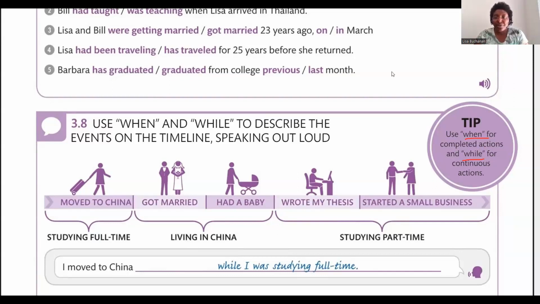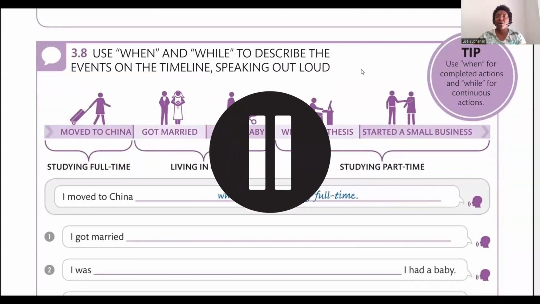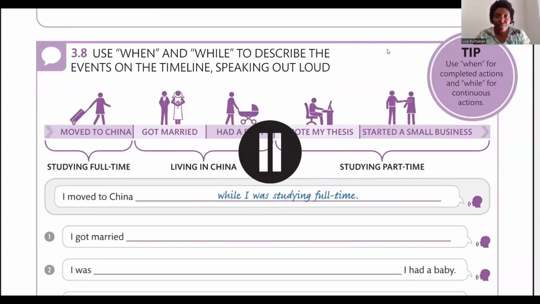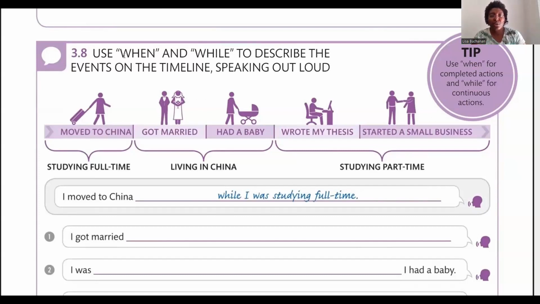So again, pause the video if you'd like to do the exercise along with me. The instructions: use "when" and "while" to describe the events on the timeline, speaking out loud. So let's look at the timeline here. We were studying full time, we moved to China. We were living in China, we got married, we had a baby. Then we were studying part-time, we wrote our thesis, and then we started a small business. So that's the whole timeline. Remember, we have to use "when" or "while" when we make the sentence.